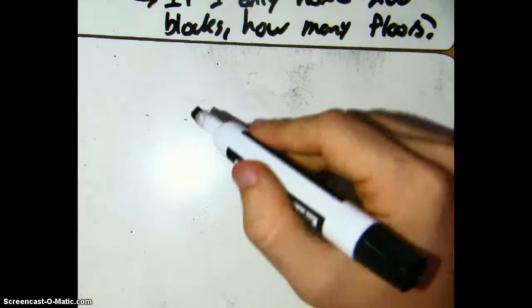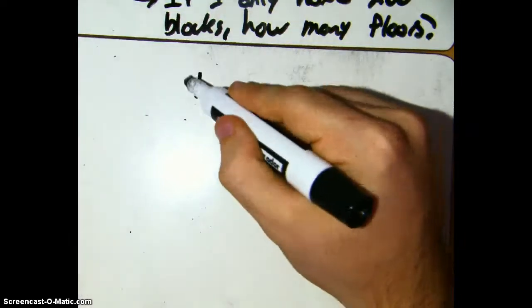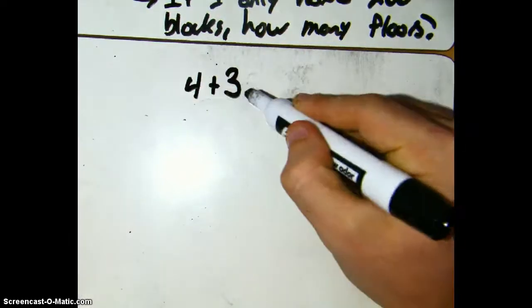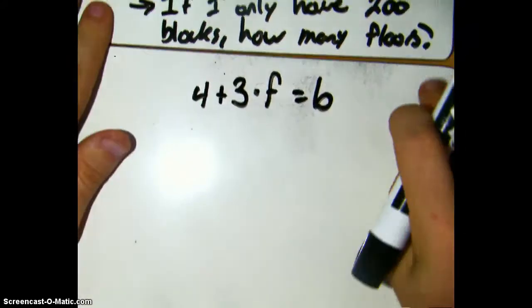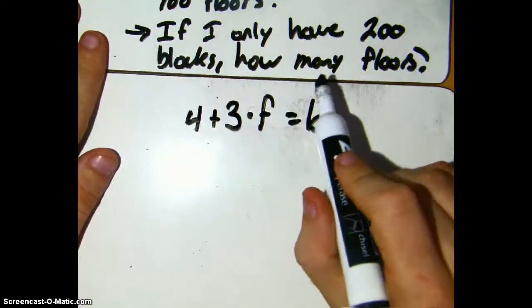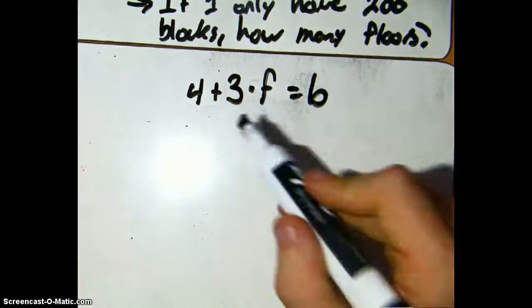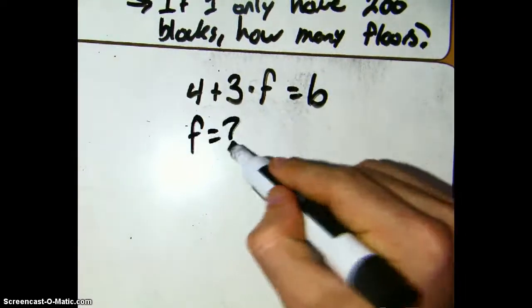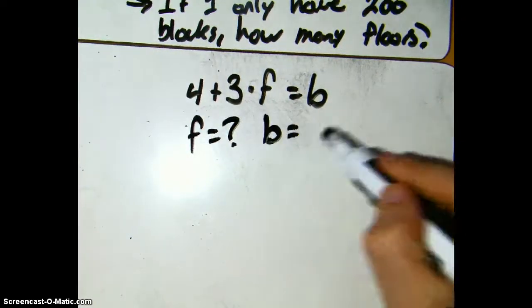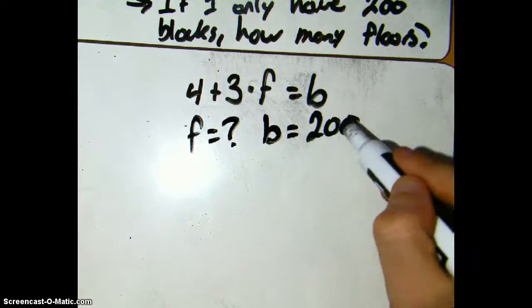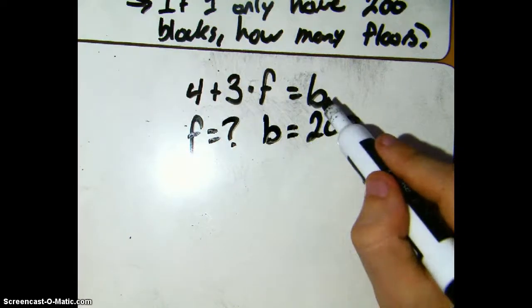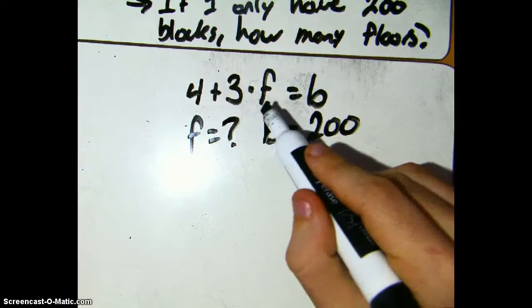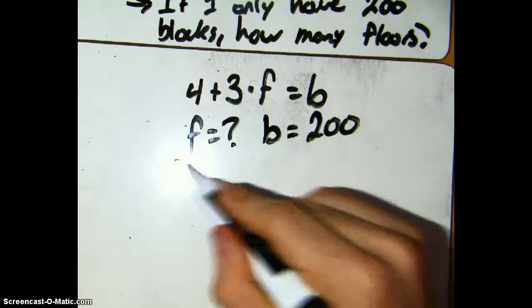This question is a little different. It's going to start the same way. Let me write down my equation. And for this one, it says, remember, if I only have 200 blocks, how many floors can I make? So again, I don't know how many floors I can make, but I do know that I only have 200 blocks. So just like before, I'm going to substitute 200 in for B, not F, because I don't know how many floors. That's unknown.